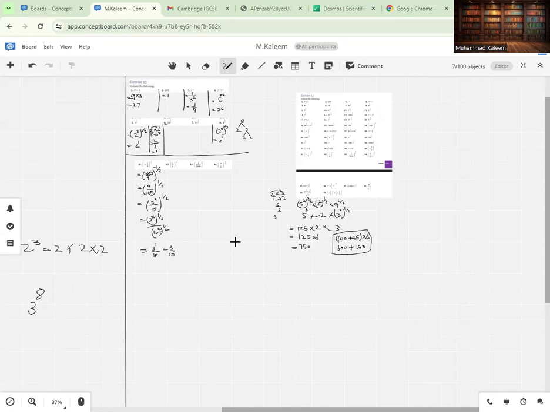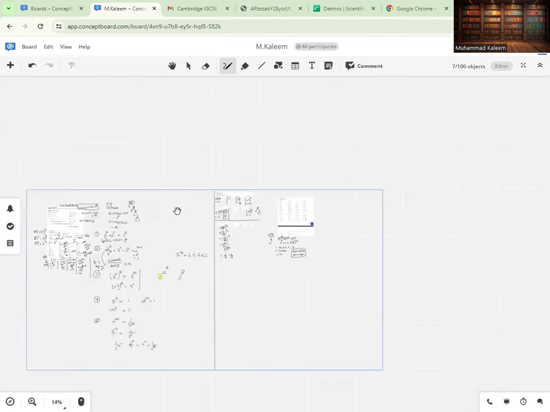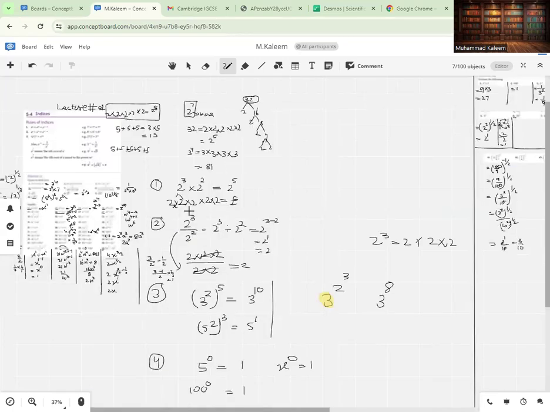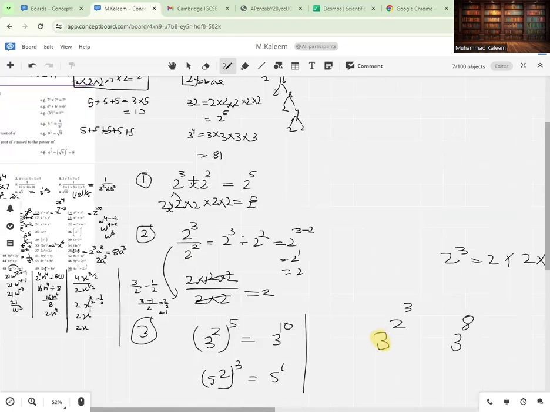We learned 4 index laws here. The first one is about the multiplication of the terms. When the terms are in multiplication, their powers will be added up. Remember that the terms must have the same base. If the terms have the same base and they are in division, you just have to subtract the denominator's exponent from the numerator's exponent.